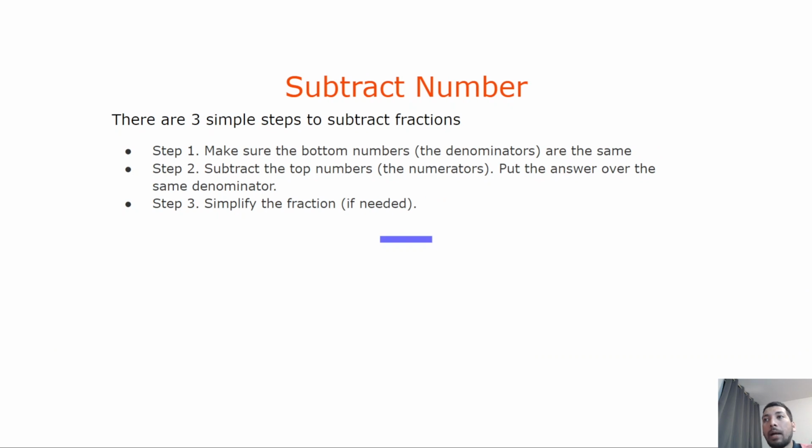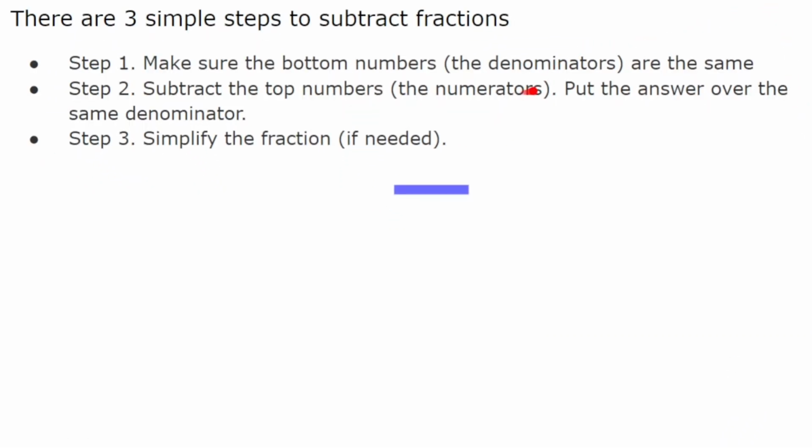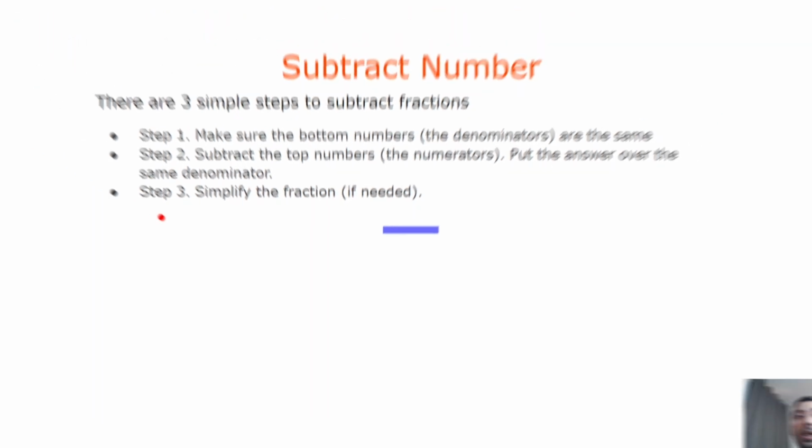Similar strategies can be applied for subtraction as well. We make sure that the bottom numbers are the same, and then subtract the top numbers, the numerators, and we put that answer over the same denominator. Step number 3 is simplify the fraction if required.